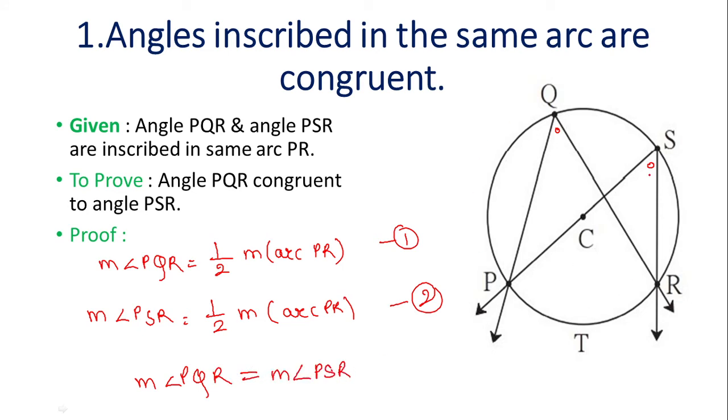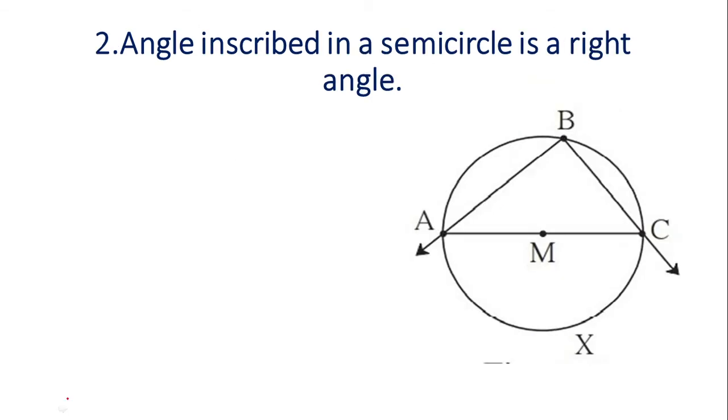So whenever you see such a figure in the practice set, what property do you have to use? The angles which are inscribed in the same arc. You see the endpoints, both the angles are meeting the circle at the same points. So in such cases, you will use the property that angles inscribed in the same arc are going to be congruent, or they are going to be the same. Then let's see the next corollary.